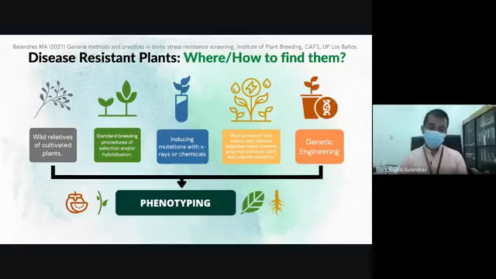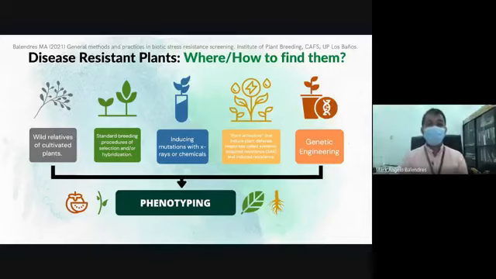We can always go back to the wild relatives of your cultivated plants, and this is why germplasm collection is a very critical component of disease resistance screening, or developing disease resistant plants. And I think Sir Rio could justify how really important collecting wild relatives of plants in the country is, critical to our plant breeding work.